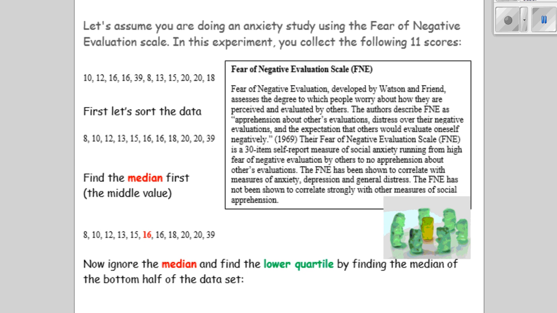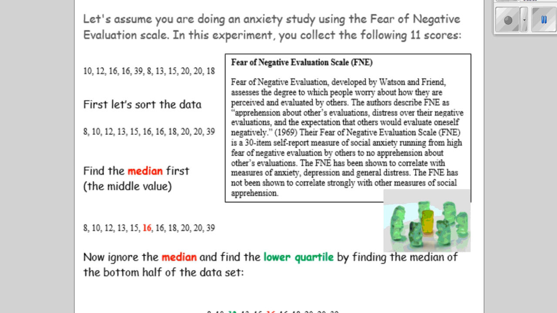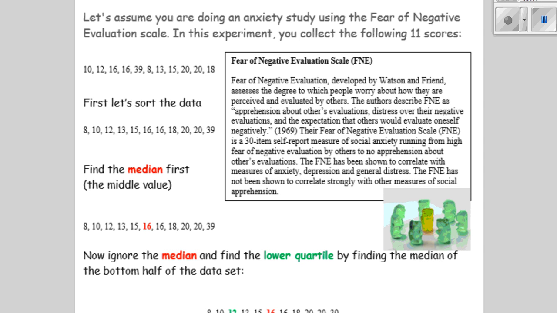Here we go. Trying to connect it to psychology again. Let's assume that you're doing an anxiety study. About the math, Miss. She's rebelling again on video. Let's assume that you are doing an anxiety study using the fear of negative evaluation scale. In this experiment, you are collecting the following 11 scores.